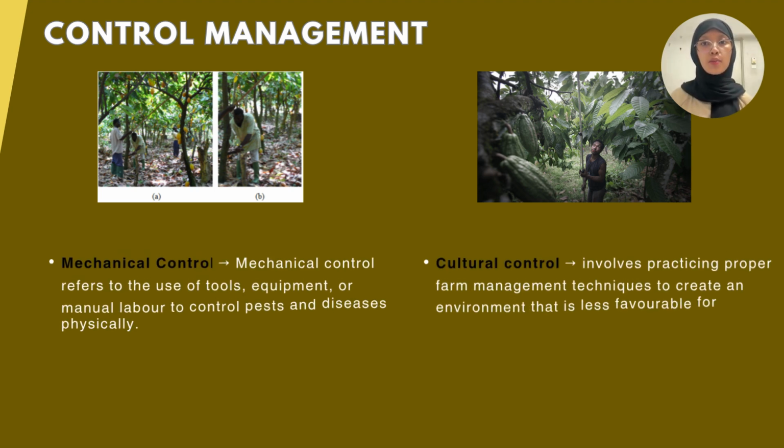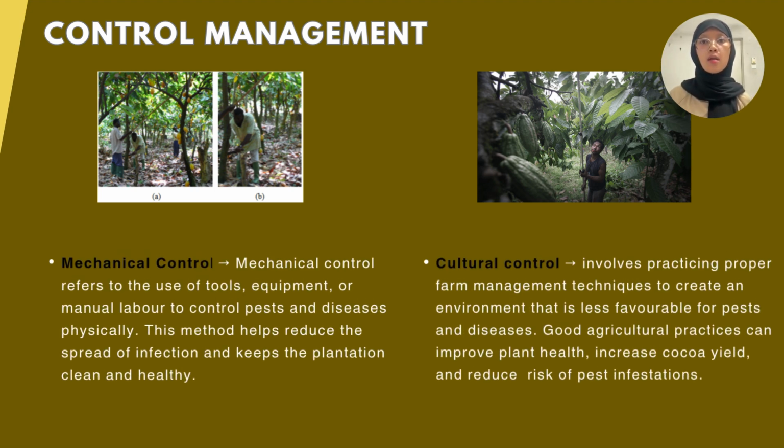The third control management is mechanical control. Mechanical control refers to the use of tools, equipment, or any manual labor to control pests and disease physically. The last control management is cultural control. It involves practicing proper farm management techniques to create an environment that is less favorable for pests and disease.